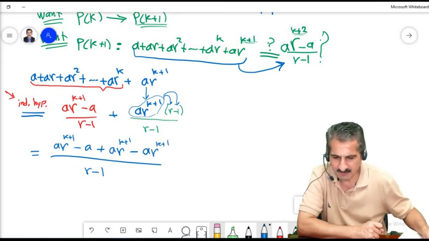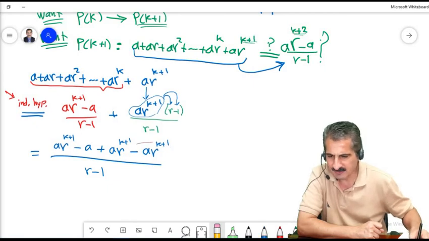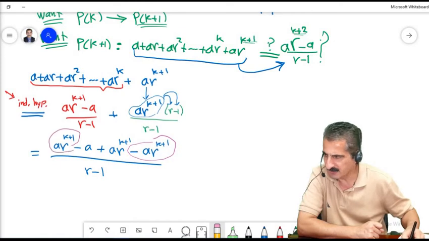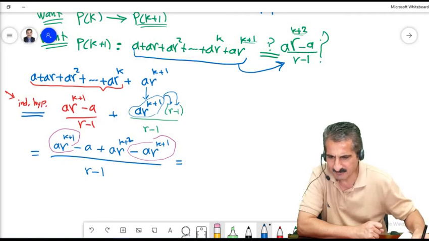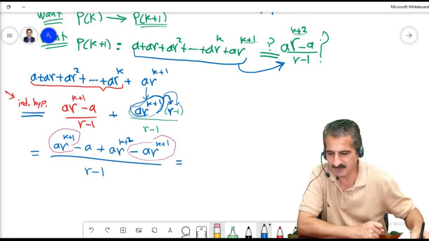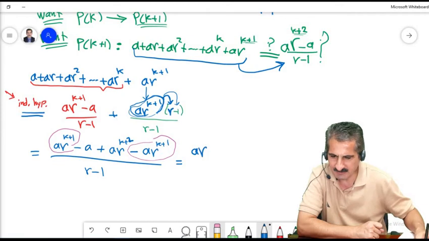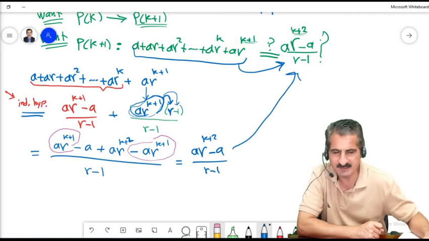And now you may notice that this part here will disappear with this part, and then we are left with... I did not multiply correctly here, sorry. So when I multiply, I have a copy of r in here and in here, so I get this multiplication, the power will be k plus 2. So I will get a times r to the power k plus 2 minus a over r minus 1. Great, and this is the same as that thing here.